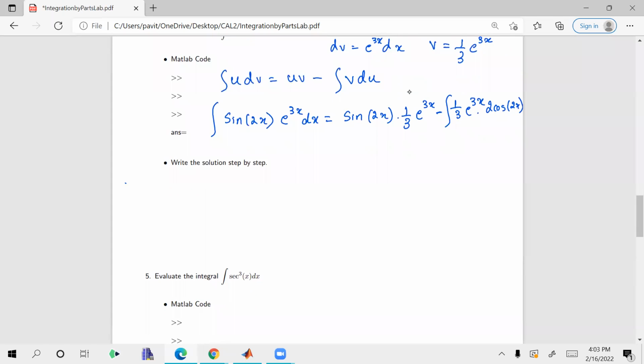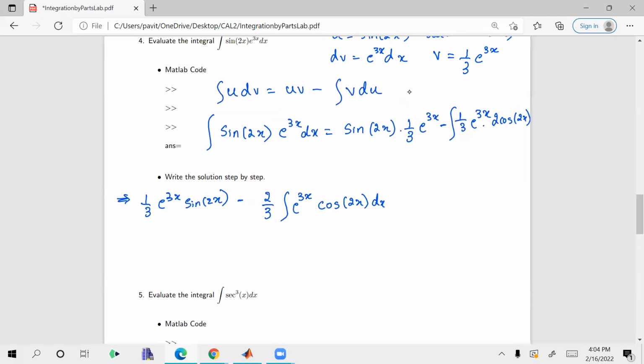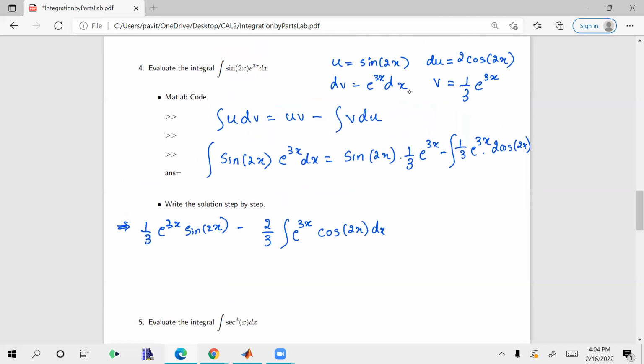Okay. Now I'm going to write that here. Just bring the constant to the front. e to the power of 3x sine of 2x minus, I'll just bring the constant outside because we have 2 here, 3 here. So that will be 2 by 3 integral of e to the power of 3x cos of 2x dx. Oops, I have to write dx here.